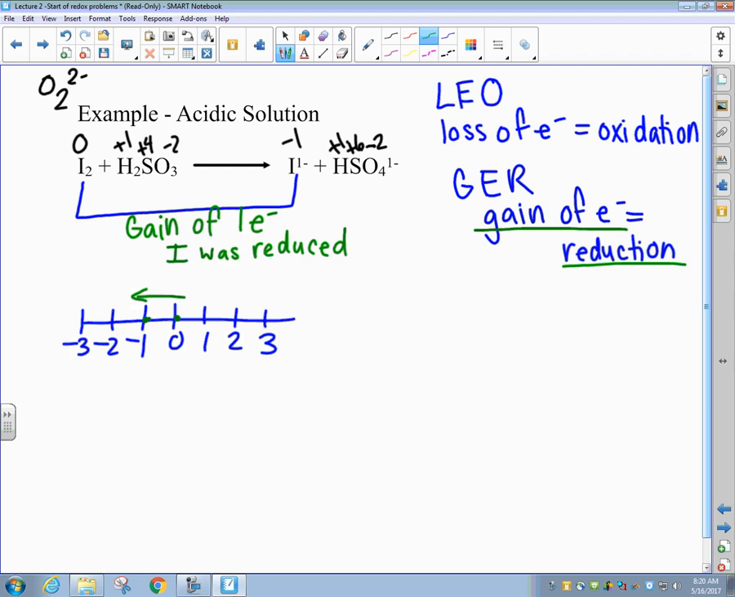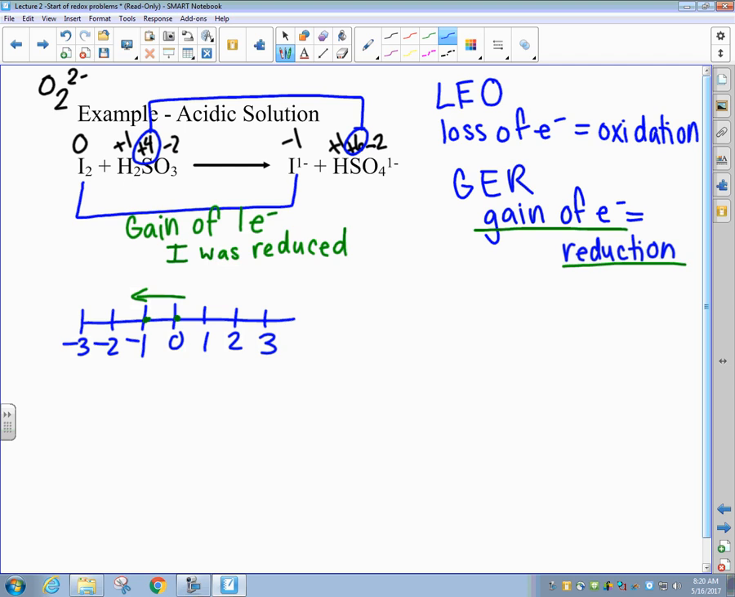In keeping track of our other elements here, we look at hydrogen. Hydrogen went from an oxidation state of +1 on the reactant side to an oxidation state of +1 on the product side. In other words, it didn't change. Sulfur, on the other hand, went from an oxidation state of +4 to an oxidation state of +6. So sulfur's oxidation state did change.